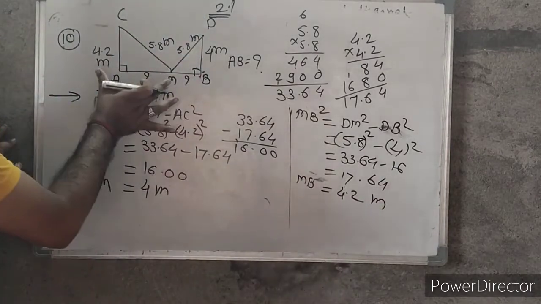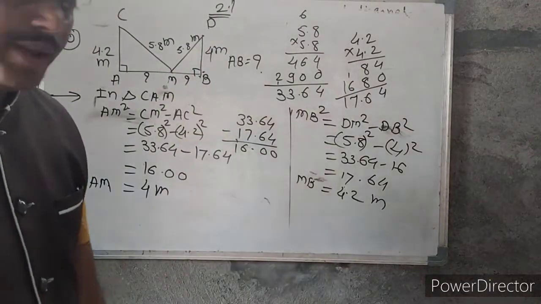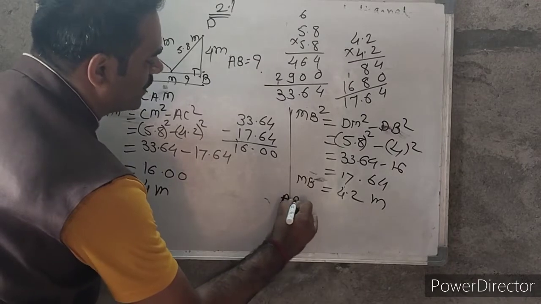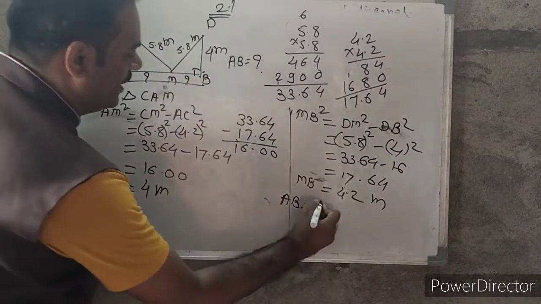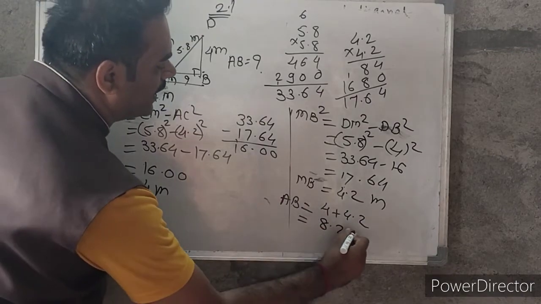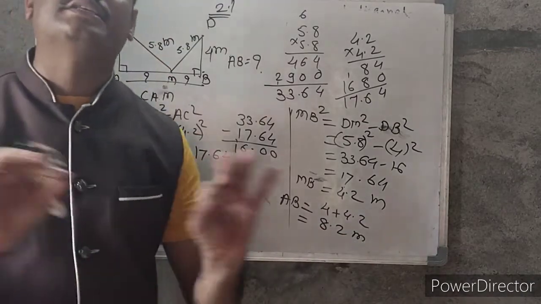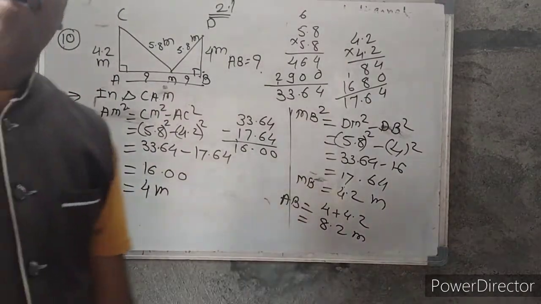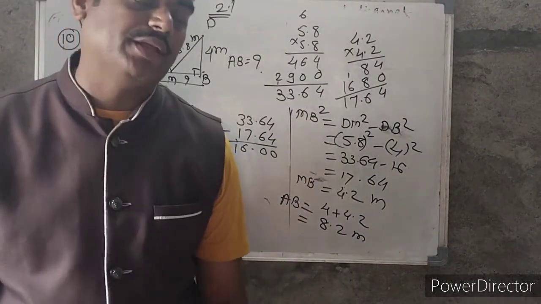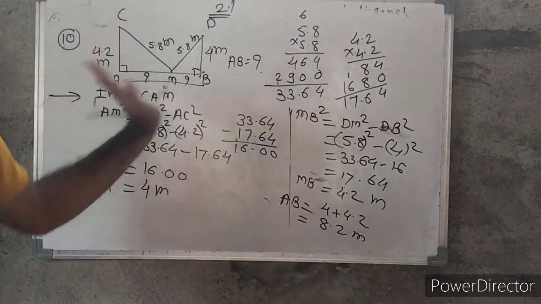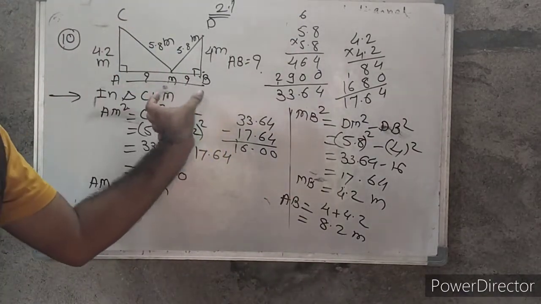So what did you find first? AM, and afterwards MB. Now they are asking what is the width of that road. So AB is equal to AM plus MB, that is 4 plus 4.2, so your answer will be 8.2 meters. That means the distance between the two buildings is 8.2 meters. Okay, simply it's an application of the Pythagoras theorem. You have to apply the theorem in both triangles, and then by taking the square root, add them.